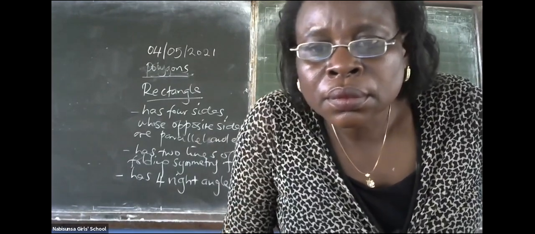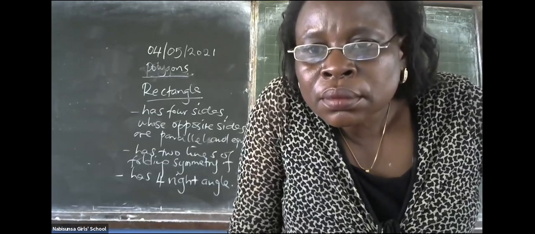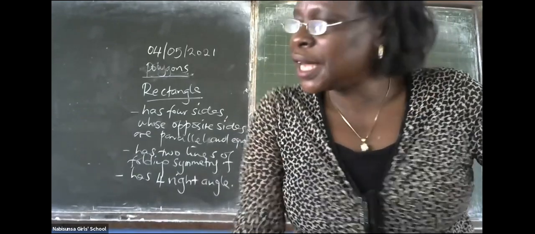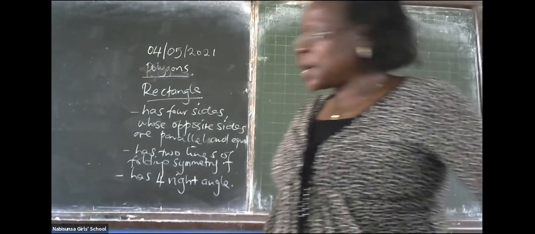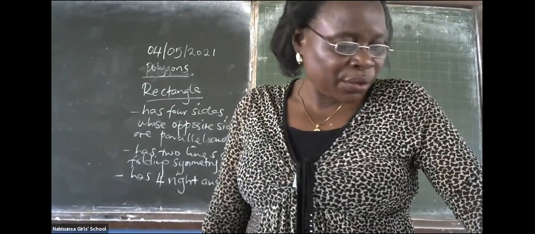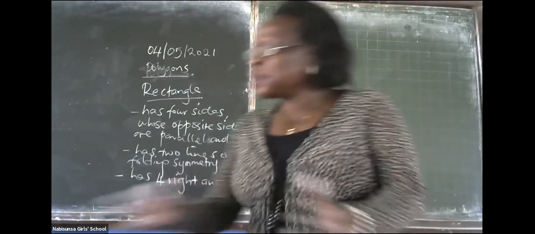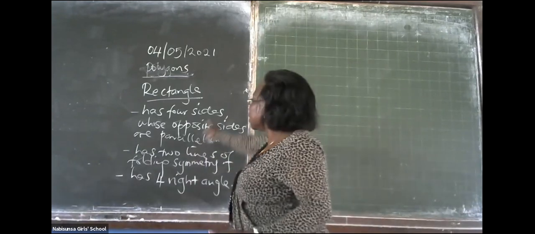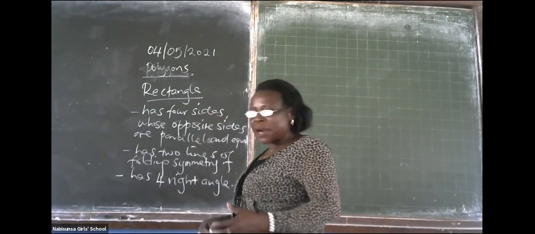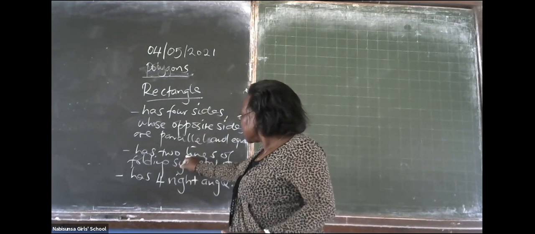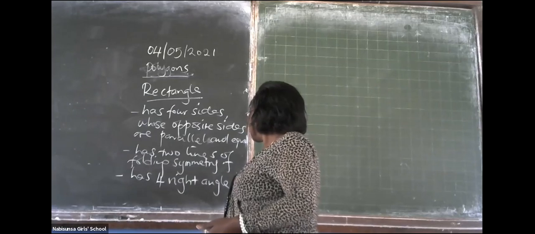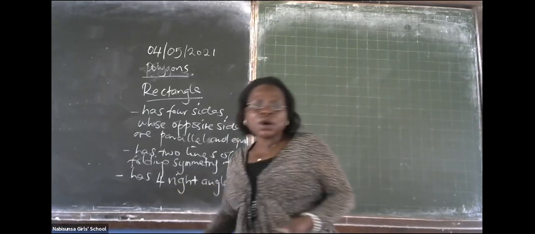Teacher, it's a four-sided polygon. That is very right. A rectangle is a four-sided polygon, or it is a quadrilateral. It has four sides, but two opposite sides are parallel, and it has two lines of folding symmetry, and it has four right angles.